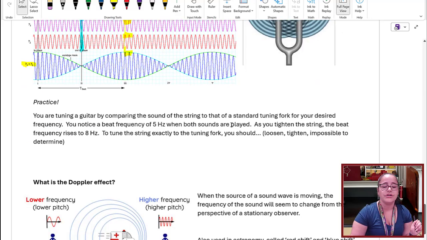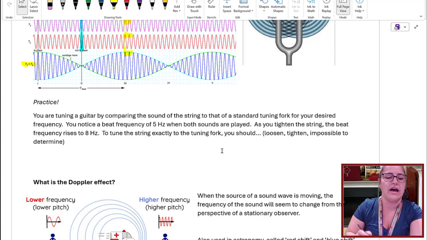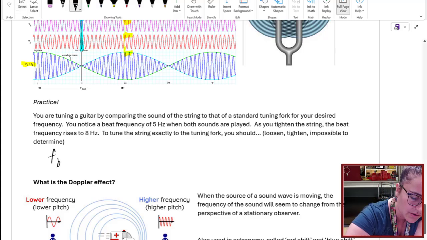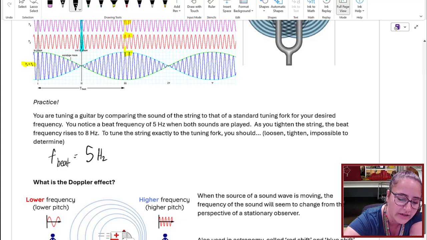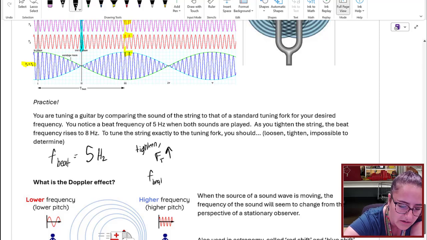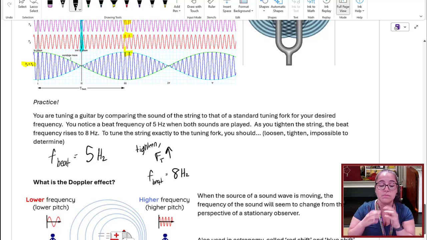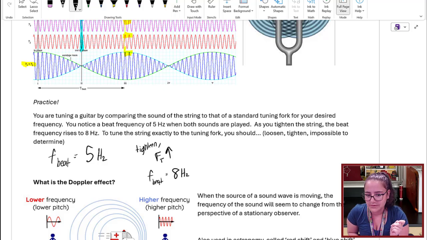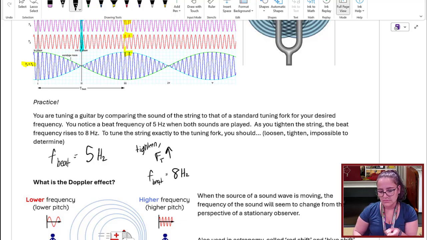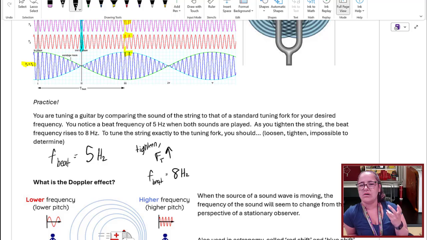So you're tuning a guitar by comparing the sound of the string to that of a standard tuning fork for your desired frequency. You notice a beat frequency of 5 hertz. So we know that the beat frequency is 5 hertz. As you tighten the string, that means the force of tension is increasing. Then the beat frequency rises to 8 hertz. So we're getting more of a difference between the strings. Now, if we were listening and hearing that, should we tighten the string? Should we loosen the string? Or can we not tell?